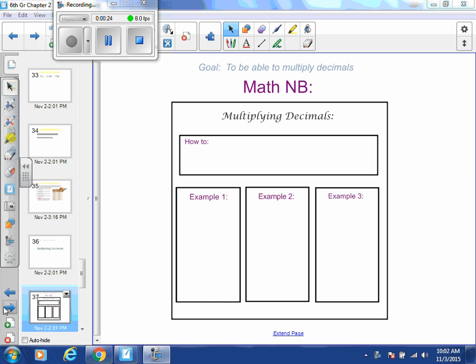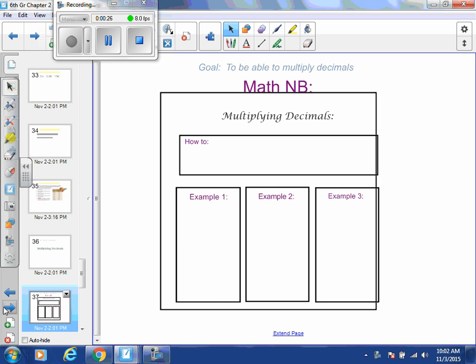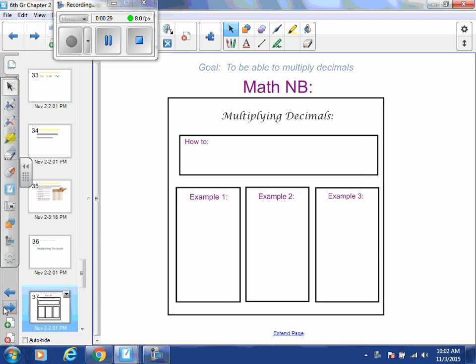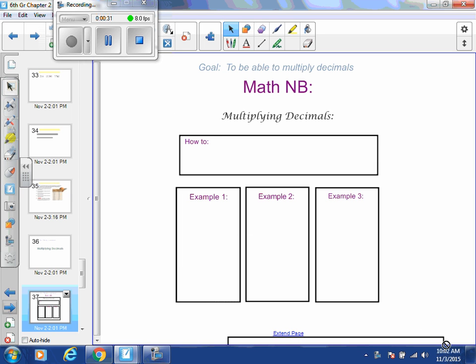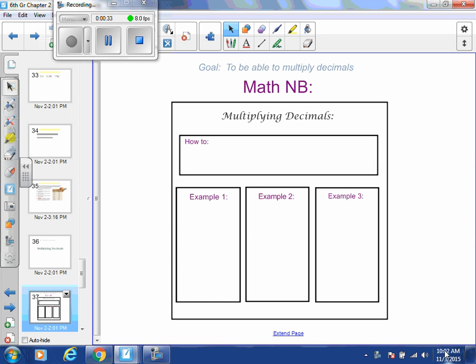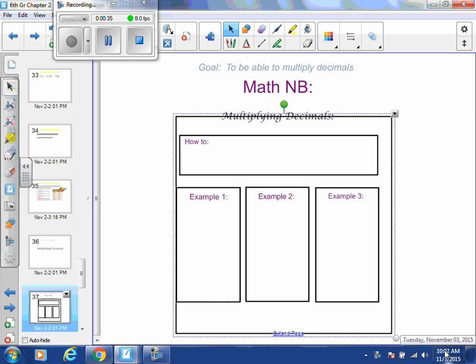Okay, so in your math notebook, this outside outline is just showing you that you should have a page. So you don't need to draw that outside outline. See if I can make it go away. That works pretty well for a second there.